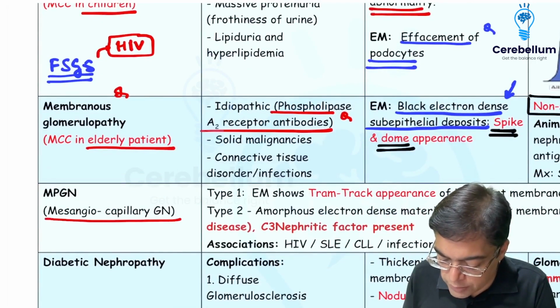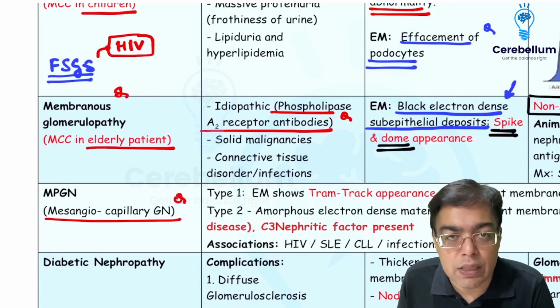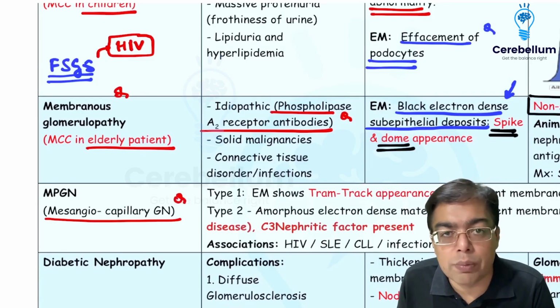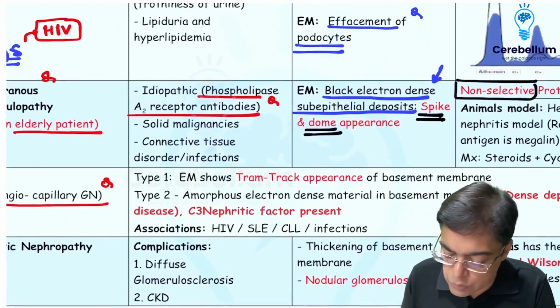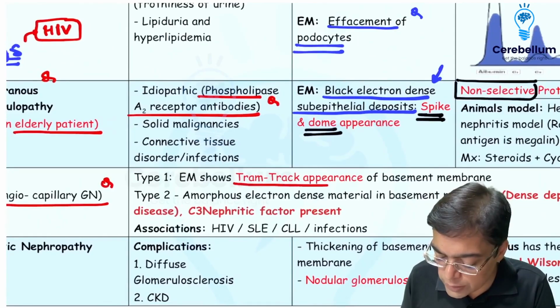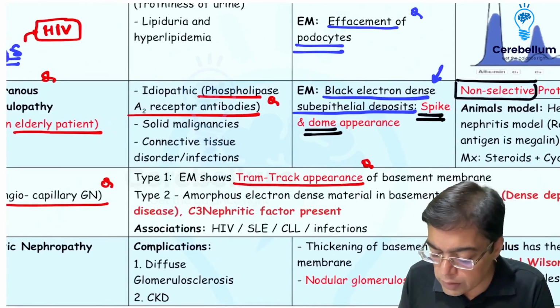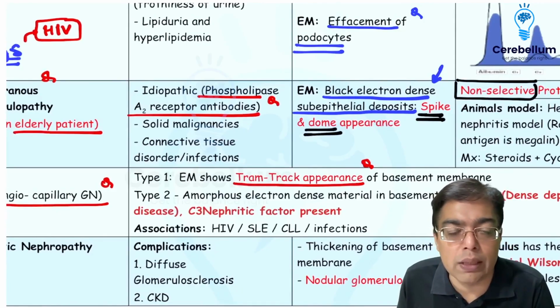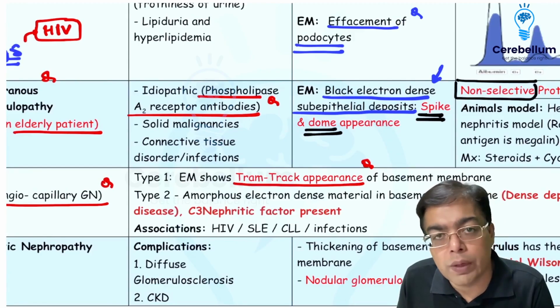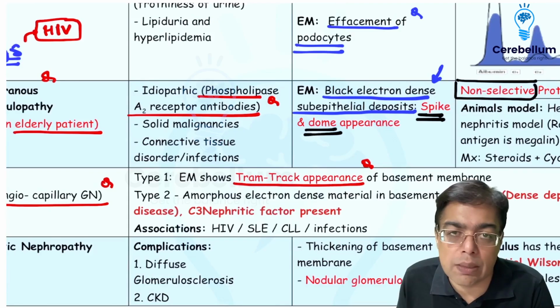This condition is going to have an association with infectious conditions like hepatitis C or mixed cryoglobulinemia. Mesangiocapillary glomerulonephritis or MPGN can be characterized by an electron microscopic appearance that is called tram track appearance. There are two variants present, type 1 and type 2. The type 1 variant has deposition in the form of subendothelial immune complex deposits. Type 2 variant is the one which has intramembranous deposits.